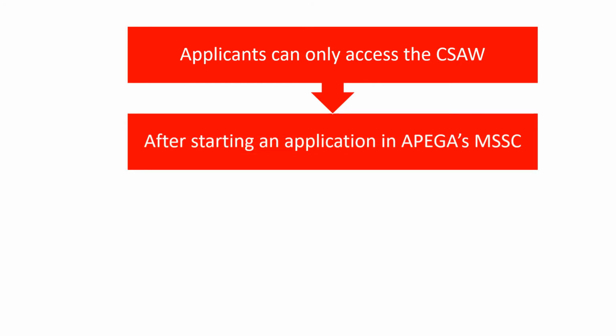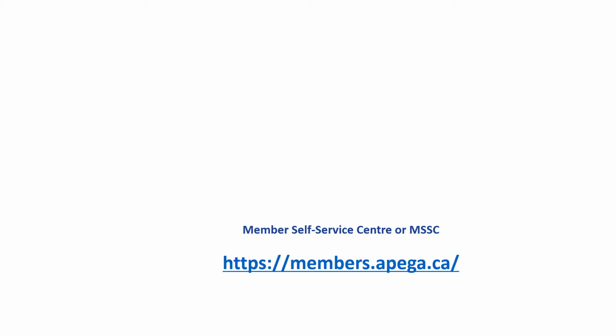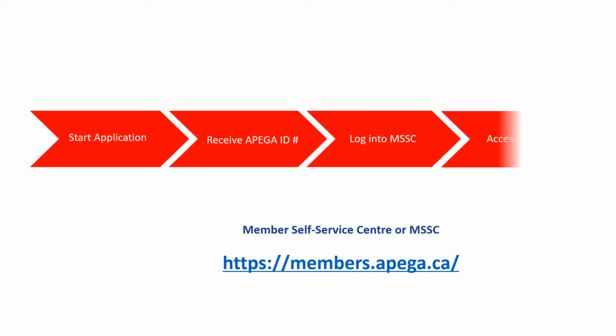Applicants can only access the CSAW after starting an application in APEGA's Member Self-Service Center, or MSSC. This screen summarizes the steps to accessing the CSAW. Engineering applicants must start an application in the MSSC, receive an APEGA ID number, and log into APEGA's MSSC. Only then can applicants start working on the CSAW.